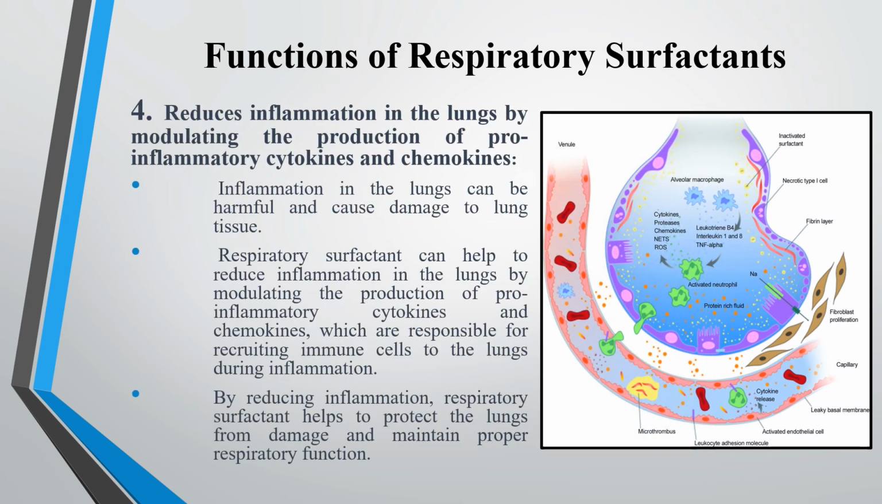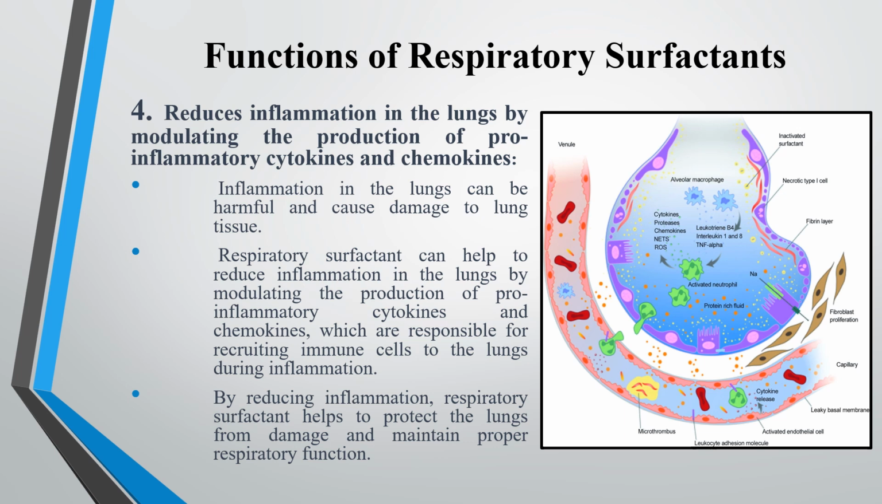For function, respiratory surfactants can reduce inflammation in the lungs by modulating the production of pro-inflammatory cytokines and chemokines. Inflammation is a complex physiological response to injury, infection, or irritation. It is a normal and necessary response of the immune system, but excessive or uncontrolled inflammation can cause tissue damage and contribute to a variety of diseases, including respiratory diseases. Respiratory surfactants contain proteins that have been shown to modulate the production of pro-inflammatory cytokines and chemokines.